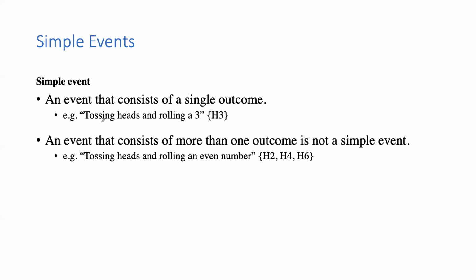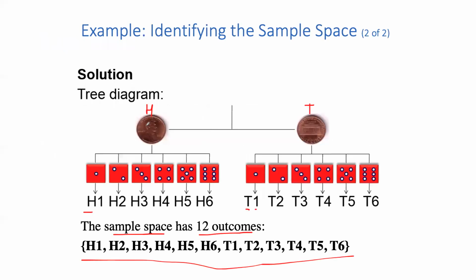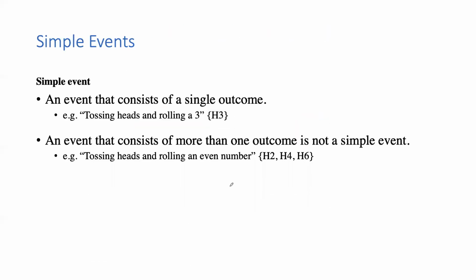For instance, if I say my event is tossing heads and rolling a 3, is this a simple event? How many ways are there for me to observe that this event has happened? The only way I say this event has happened is if the outcome H3 shows up, which is to say I toss a head and roll a 3. So there's only one single outcome which satisfies the conditions of this event. So this is a simple event.